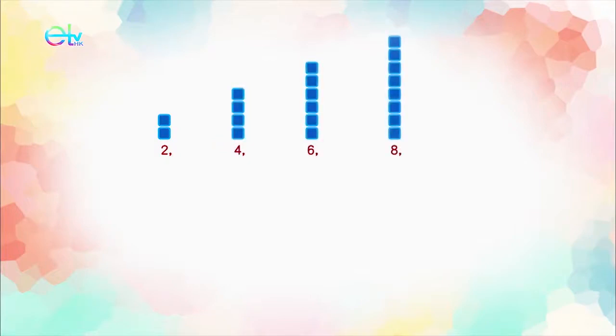The first term of a sequence is called T1. The second term is called T2. The third term is called T3, and so on. Take this group of figures as an example.